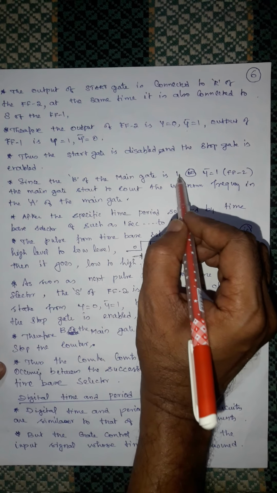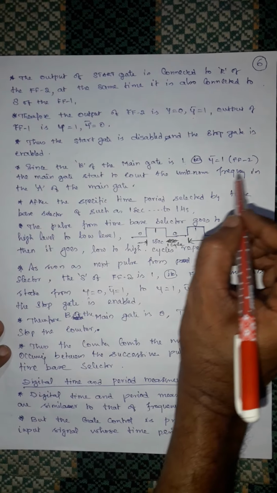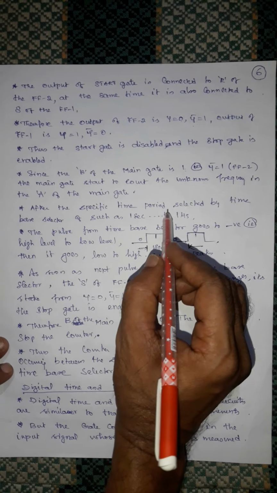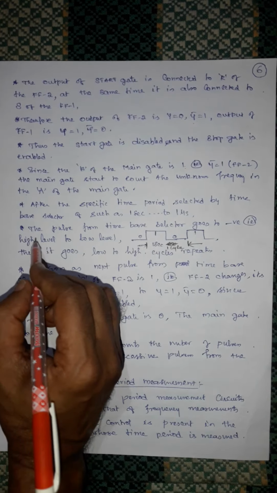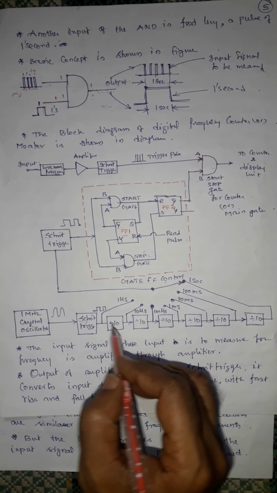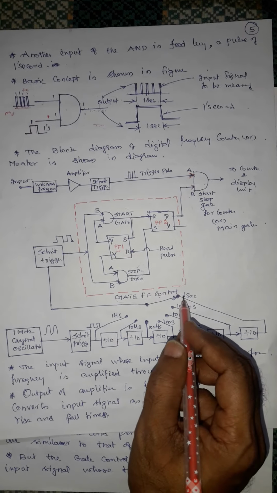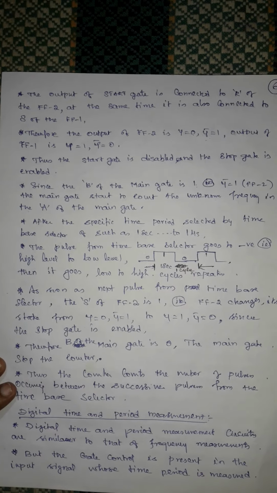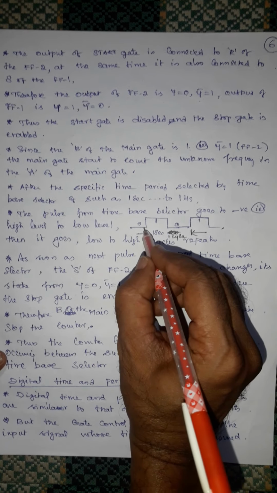Since b of the main gate is y bar equal to 1 of the f of 2, the main gate starts to count the unknown frequency at a of the main gate. After a specific time period, the time base selector switch selects 1 second, 1 microsecond or anything based upon the position. This is 1 microsecond, 10 microsecond divided by 10 and so on. Finally we get 1 second. Here you are having a switch. Then after a specific time, it goes low.